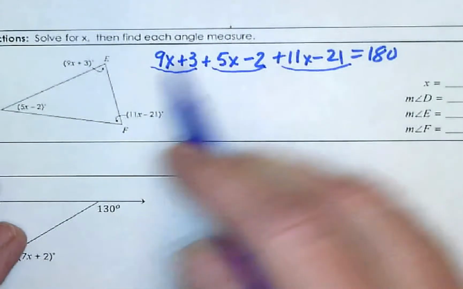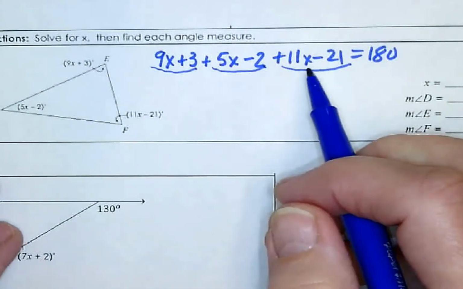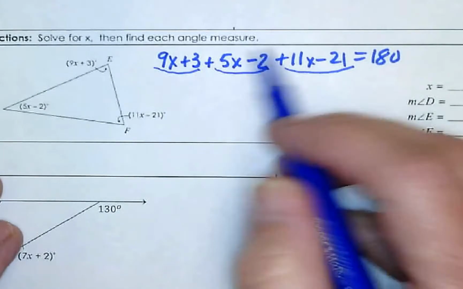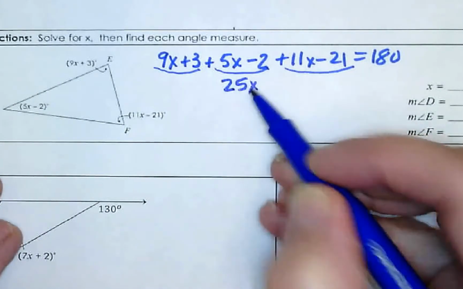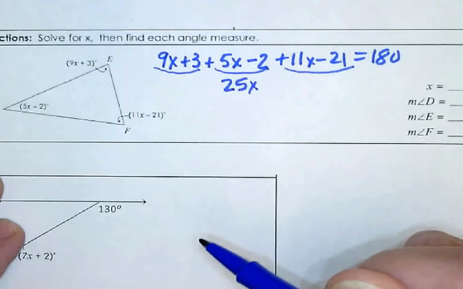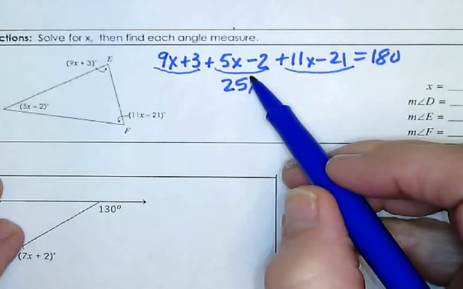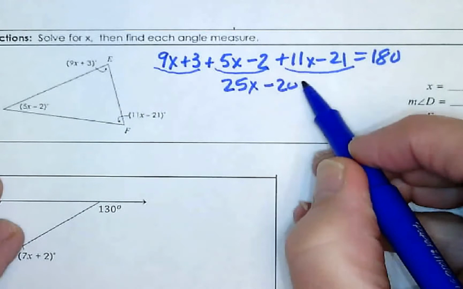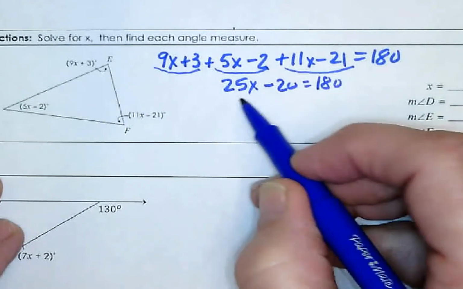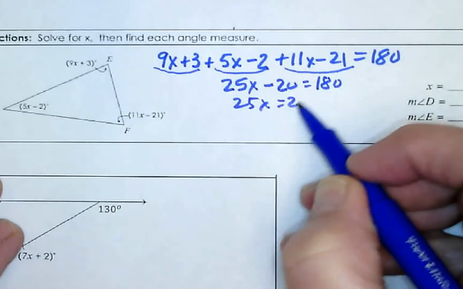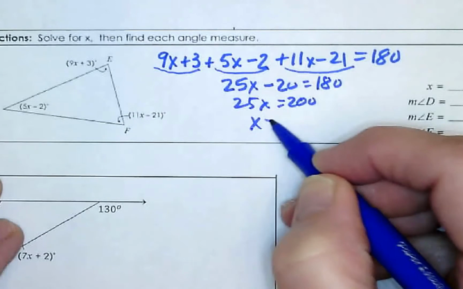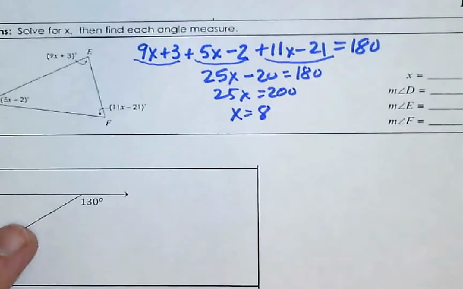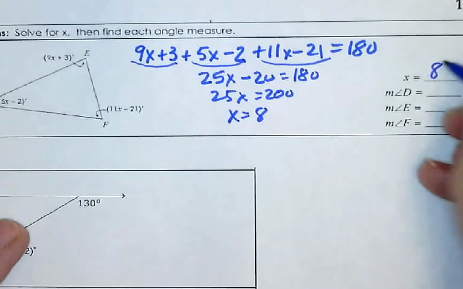We're going to add like terms. Remember, if you're adding like terms on the same side, you just put them together. So I have 9x, 5x, and 11x. That gives me 25x. Plus 3 and a minus 2 and a minus 21 gives me a minus 20. So I get a value of x equals 8. So put that up here.